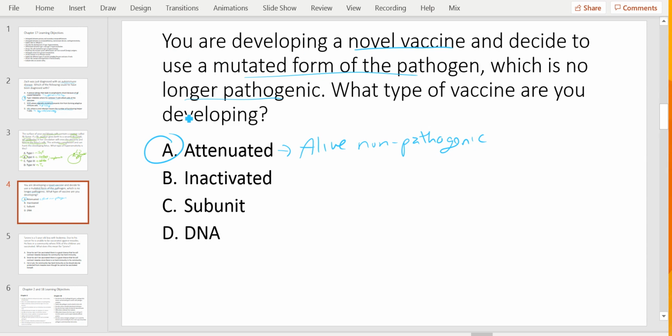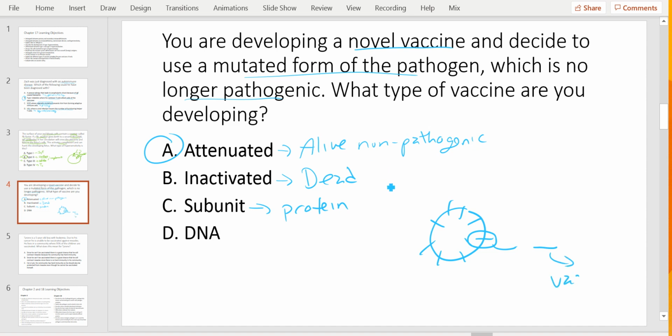These other ones, so inactivated, is when you take the pathogen and you kill it. And so this is a dead organism. It can't replicate, it can't divide in the body. Subunit vaccines, this is when you just take a portion, typically a protein, because remember, those are more immunogenic. And then you just use that protein as the vaccine itself. And so, for example, something like coronavirus that has those spike proteins on its surface, we can take just that spike protein and use that as the vaccine, and that would be an example of a subunit vaccine.